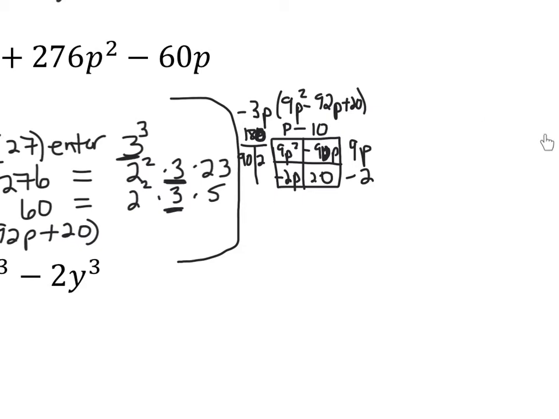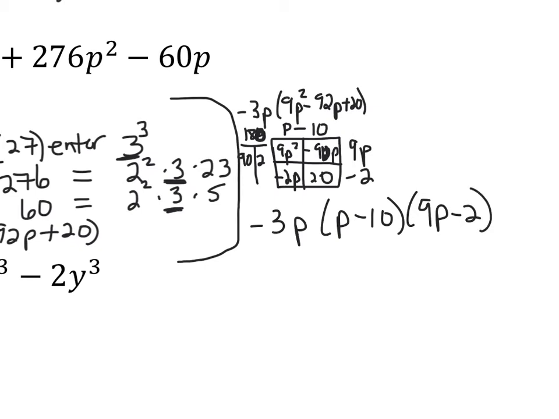Okay, so P times 9P is 9P squared. Negative 10 times 9P is negative 90P. Negative 10 times negative 2 is positive 20. And P times a negative 2 is a negative 2P, so we're good. So we can finally write our answer, negative 3P, P minus 10, and the other factor is 9P minus 2. And we don't have any other special cases here, so we are done.